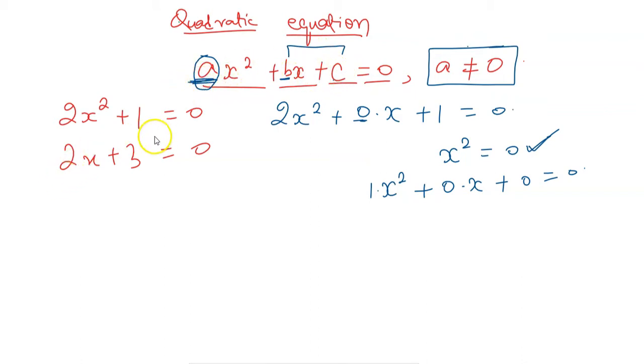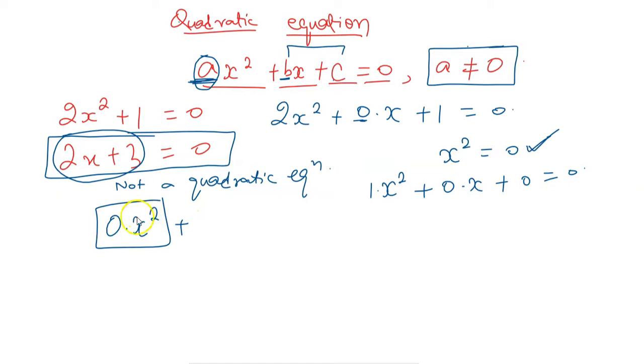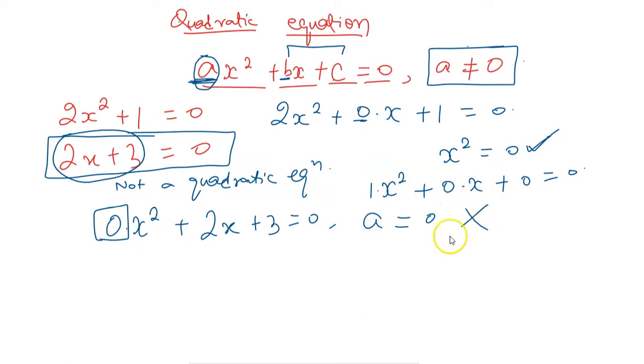So if we say 2x plus 3 equal to 0, is this a quadratic equation? The answer is, it's not a quadratic equation. Why is it not a quadratic equation? Because the coefficient of x square is 0. Then this whole term becomes 0 and it vanishes here. So 0x square plus 2x plus 3 equal to 0. Here the coefficient of x square, that means a, is 0, which is not the condition of a quadratic equation.